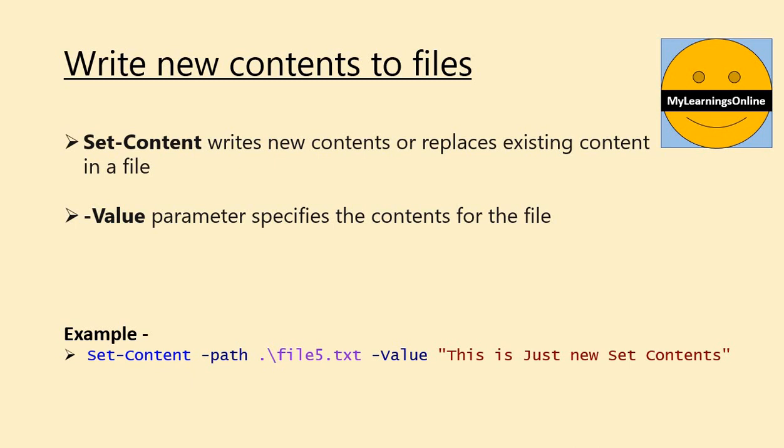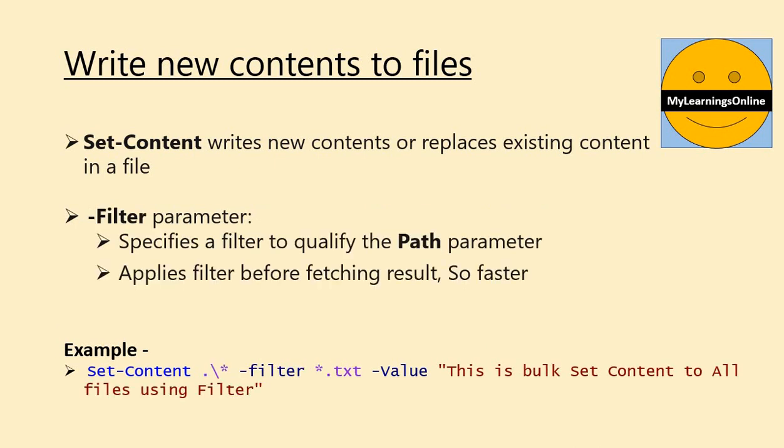The Value parameter is used to specify the contents that we want to add to files. In the example, we can see we have specified the contents using the Value parameter that need to be set in file5.txt as specified in the Path parameter.